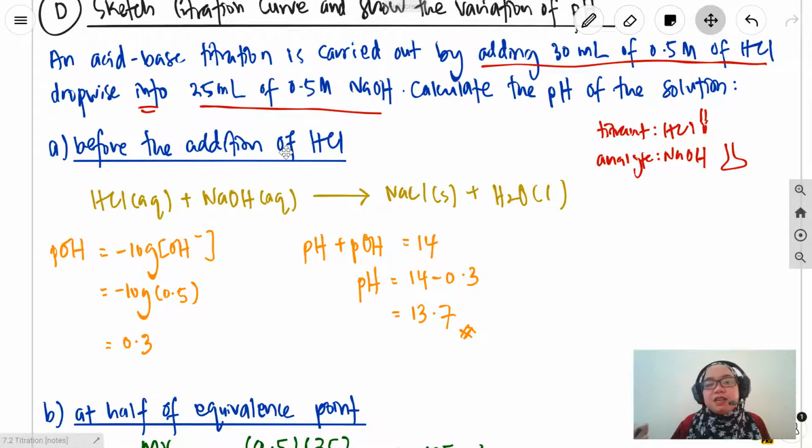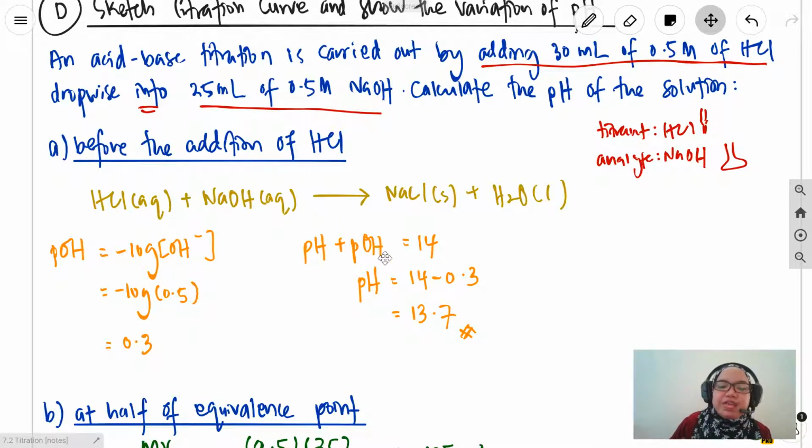So we can calculate the pOH, so that we can calculate the pH. We can do this because we have the concentration of sodium hydroxide. As we know, a strong base will completely dissociate, so we can assume the concentration of sodium hydroxide is equivalent to the concentration of hydroxide ion. So we put the concentration of sodium hydroxide in as the concentration of hydroxide ion. pOH equals negative log of OH minus concentration, equals negative log 0.5, equals 0.3. So this is the pOH.